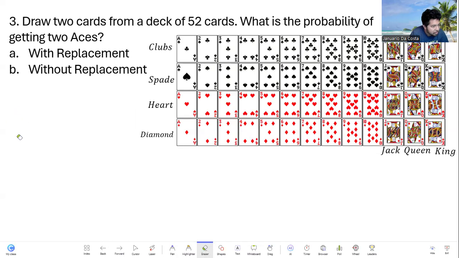Okay, hold on. Let me just make some symbols. So let's say A is the drawing of the first card, draw card number 1. B, draw card number 2.